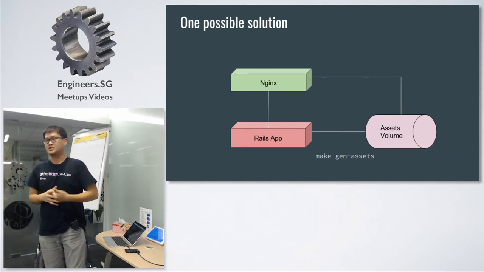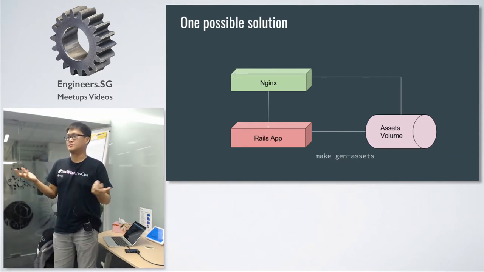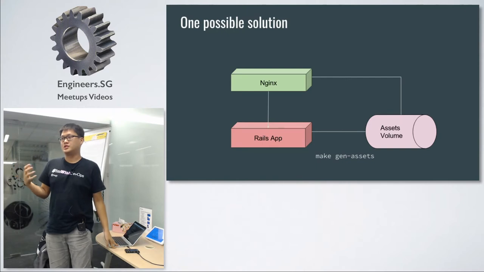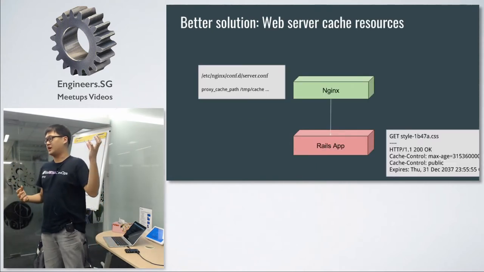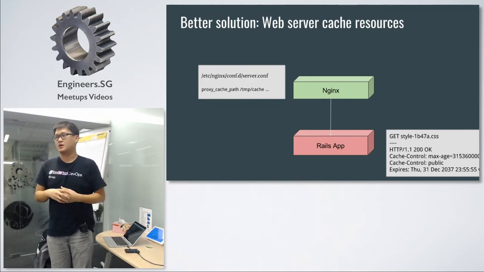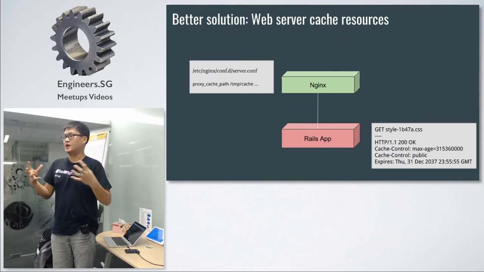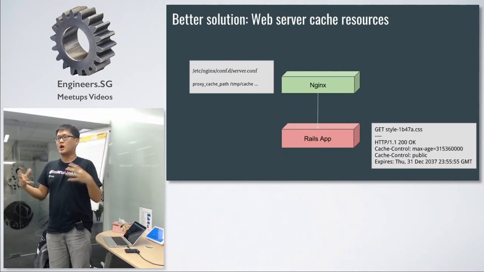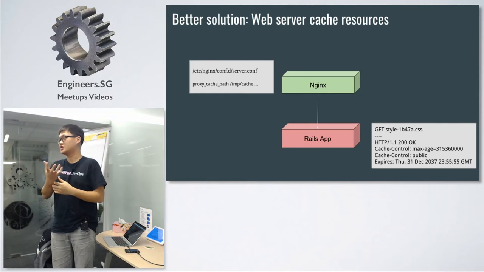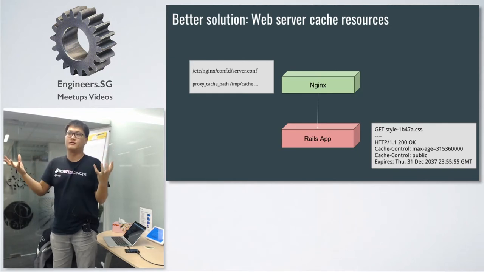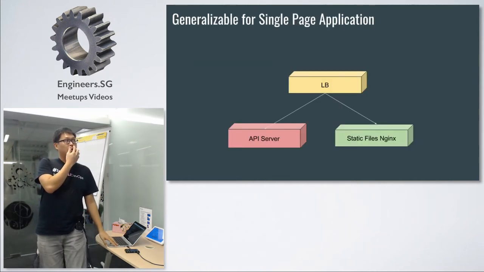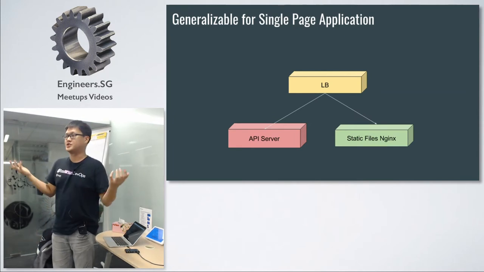So that's what we did for a while. And we realized that this solution actually doesn't scale very well in a cluster setup, simply because of the volume trade-off. The other thing that we found really useful is that you can use Nginx itself as a caching server. So what you do is specify certain cache properties on your Rails app, and then on your Nginx, you say to cache the files that have gone through there. So you incur a one-time cost of having Rails serve your assets, but subsequent requests would then be cached. Overall, in a more clustered environment, you would scale better than the previous solution I described. And if you do this, it's also generalizable for your single page apps.